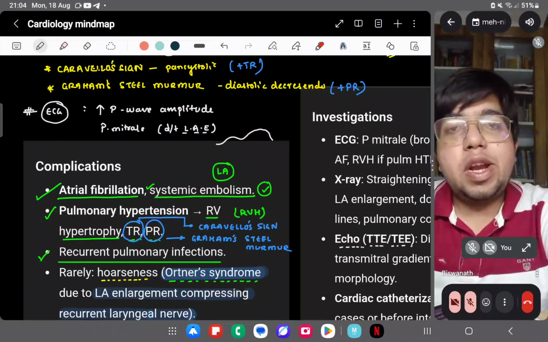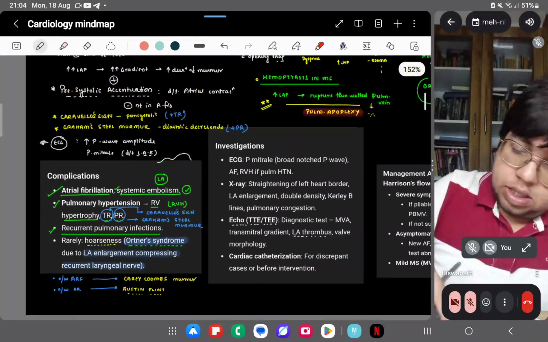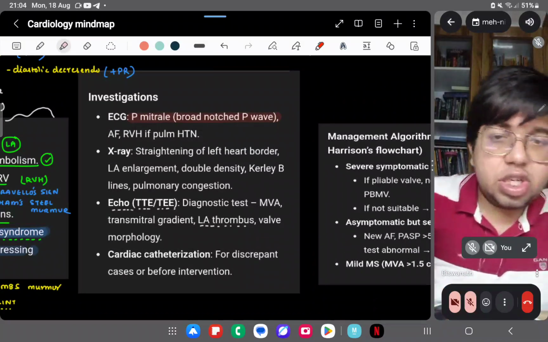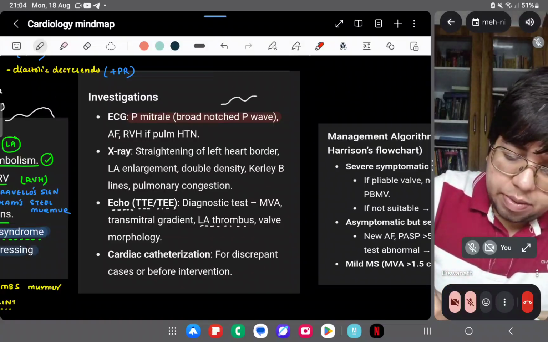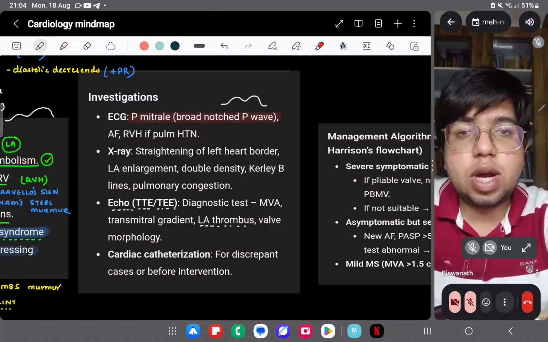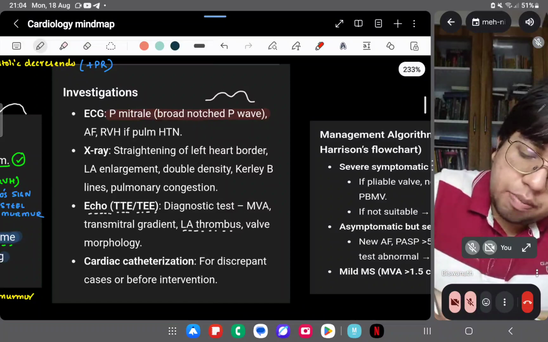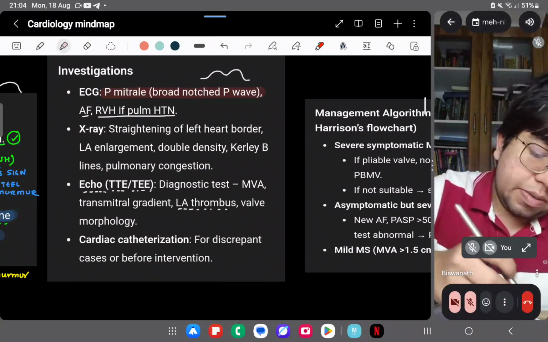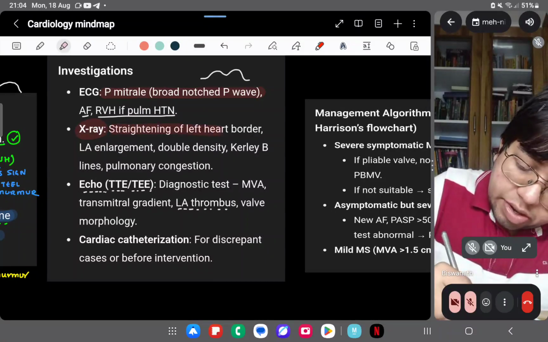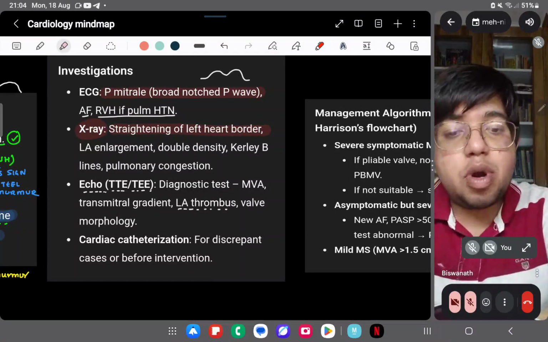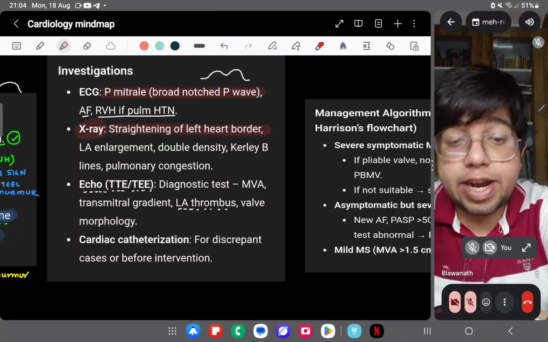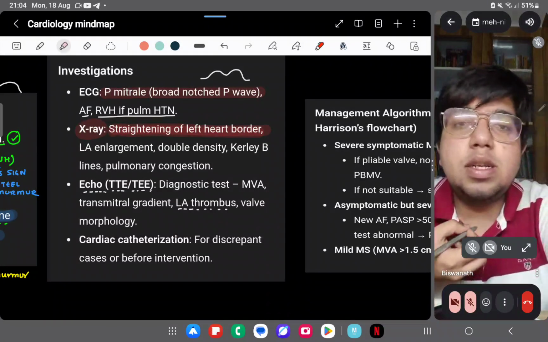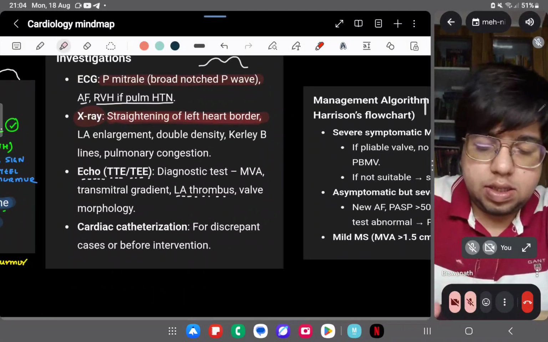ECG P mitral, broad notched P wave, or bifid P wave. Then RVH and pulmonary hypertension. This time X-ray: there will be straightening of the left heart border. The left heart border will be straightened. This is the classical CXR finding in MS, but nobody does this X-ray now.